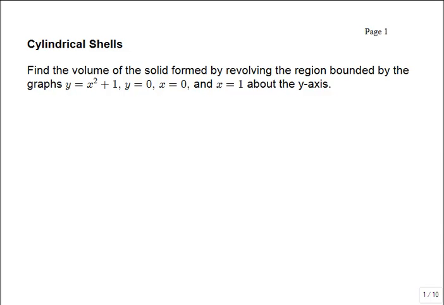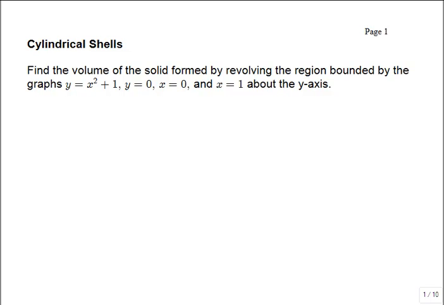Now take a look at this first example here. We want to find the volume of the solid formed by revolving the region bounded by the graphs y equals x squared plus 1, y equals 0, x equals 0, and x equals 1 about the y-axis. So this is a volume of revolution problem.